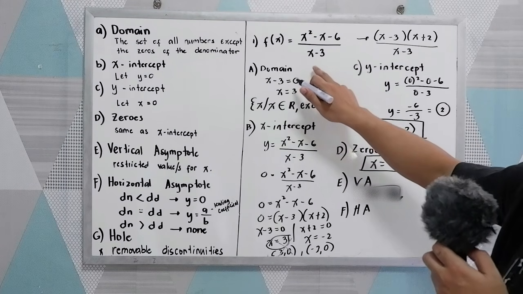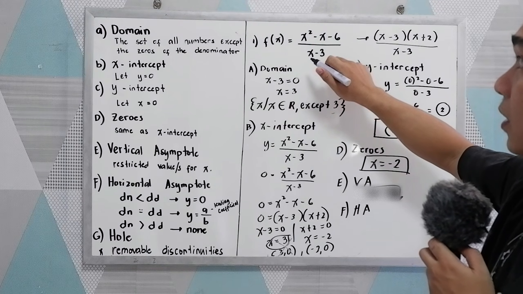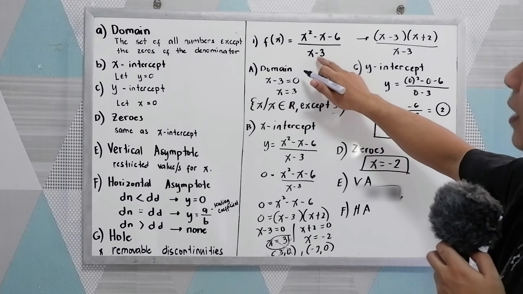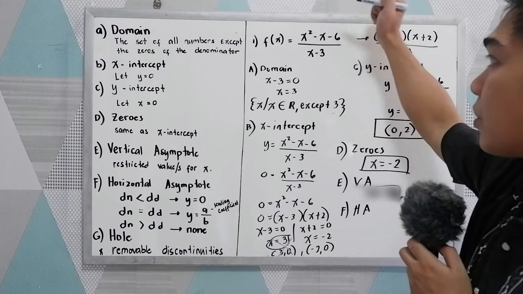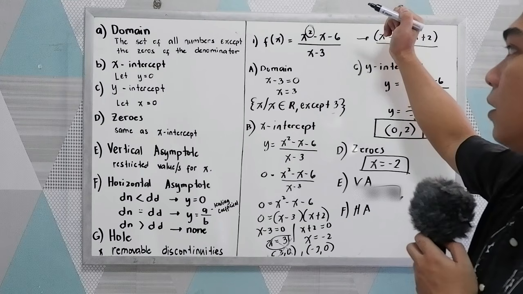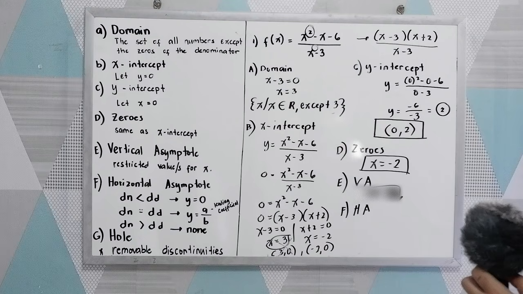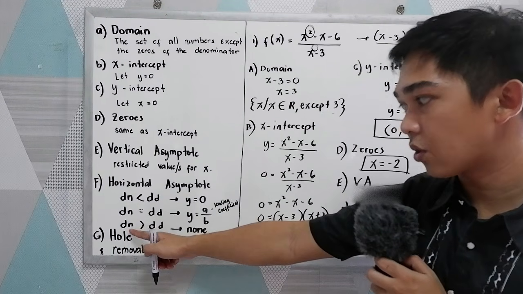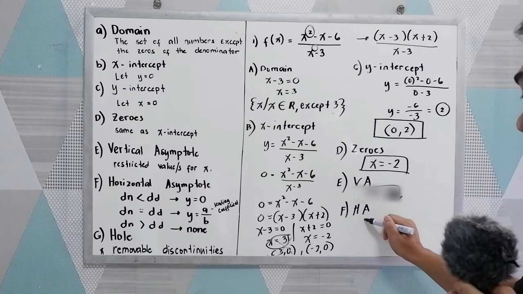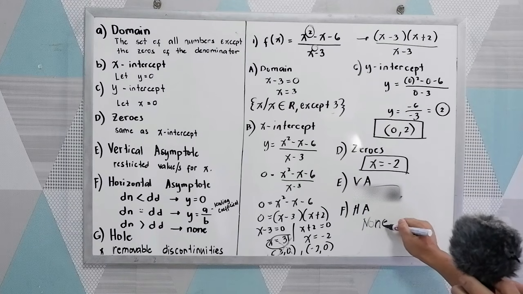Now, studying our given, the degree of our numerator is greater than the denominator. In our numerator, we have a quadratic, so our degree in the numerator is 2. And our denominator is a linear function, so 1. So the degree of the numerator is greater than the degree of our denominator. So horizontal asymptote, in this case, we don't have. So none. There is no horizontal asymptote.